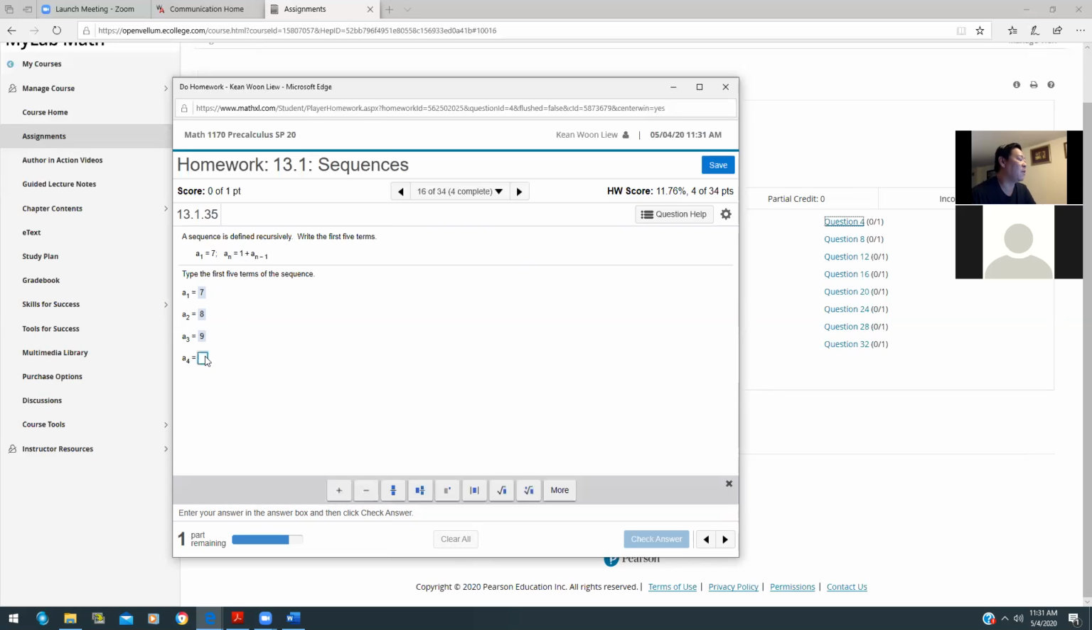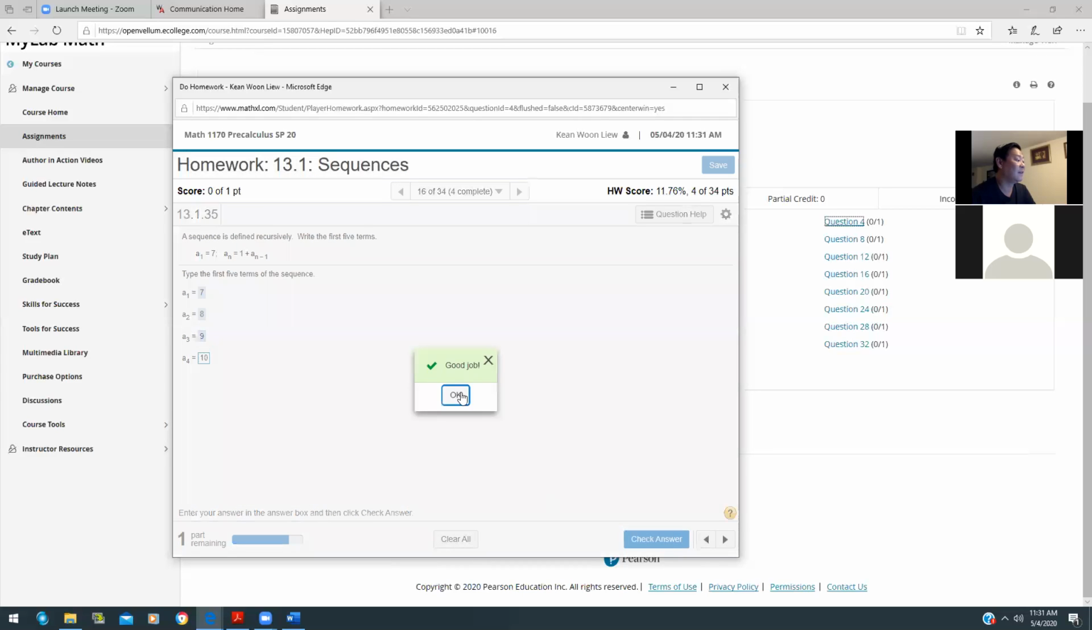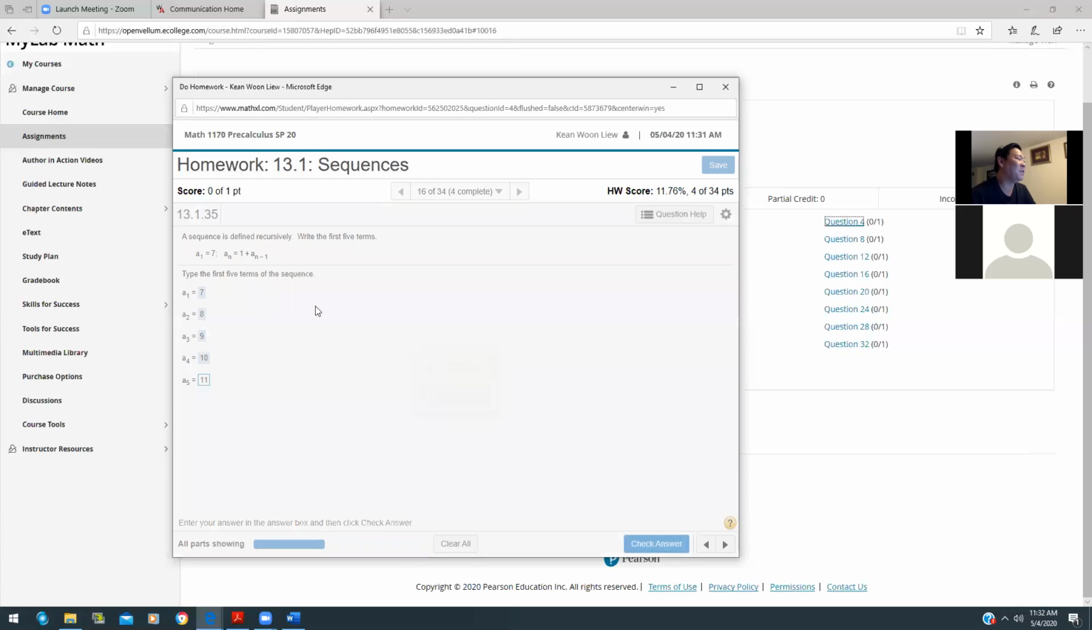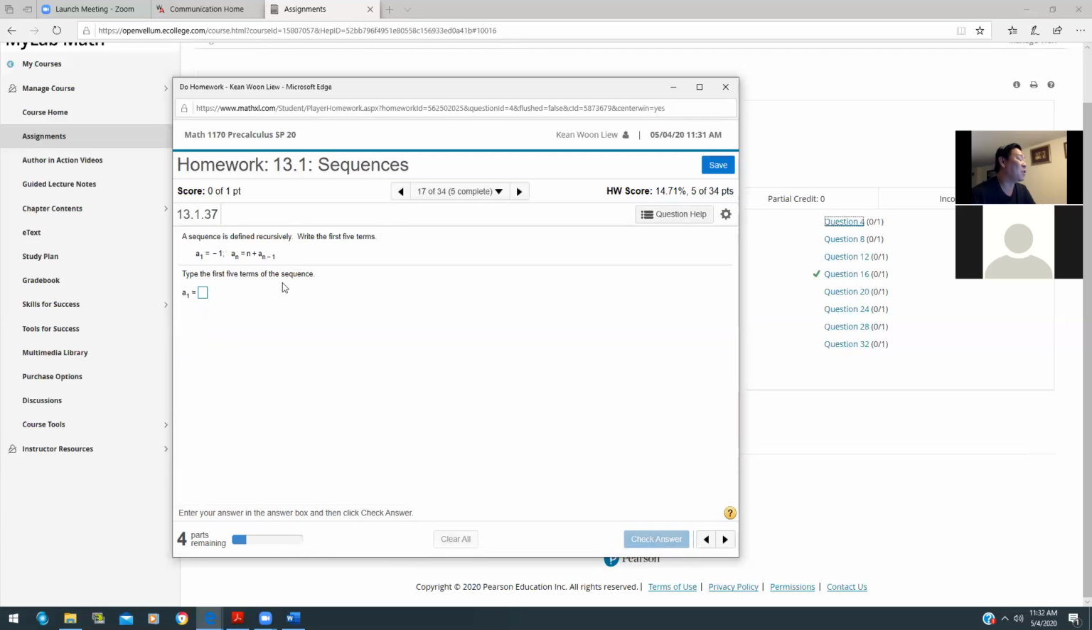So can someone tell me what is A4 and A5 in this case? You can see the pattern, 7, 8, 9, and then what's next? This is 10, and then followed by 11. Yep. So it's pretty straightforward. Recursive is actually, the formula looks tough, but once you know your first few terms, then you'll be fine here.